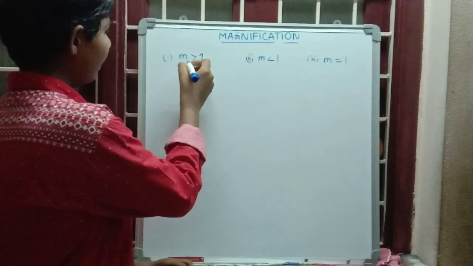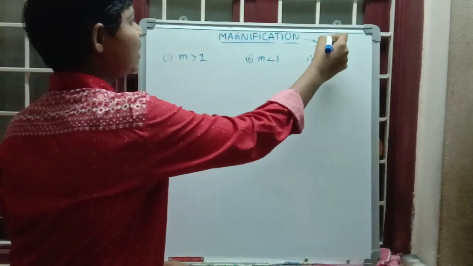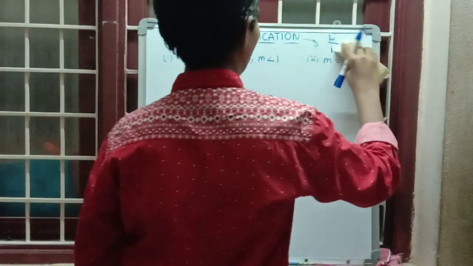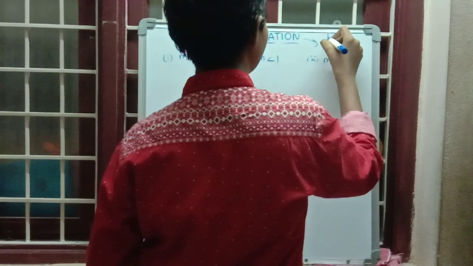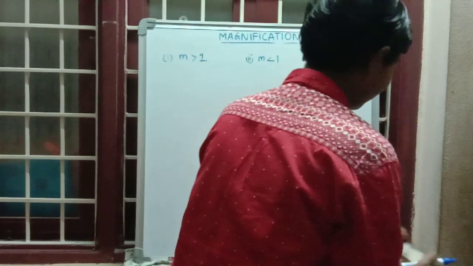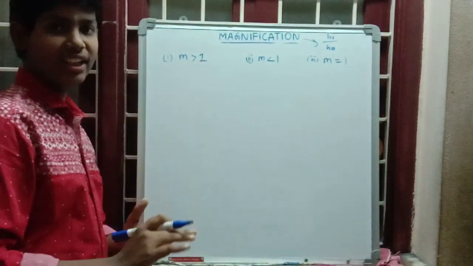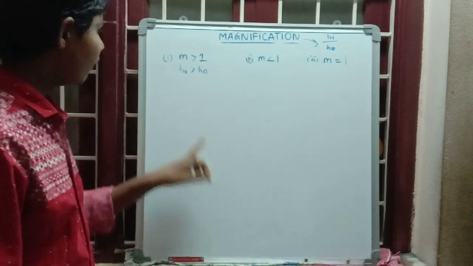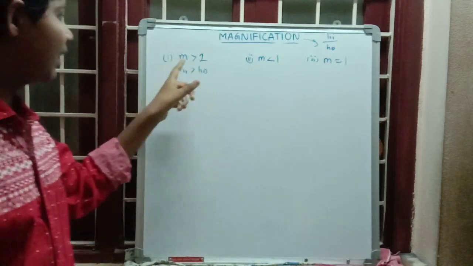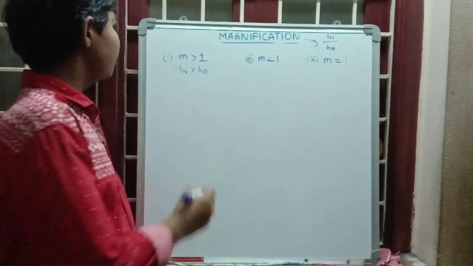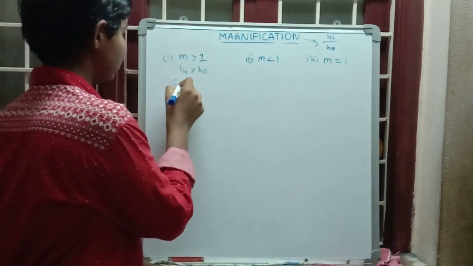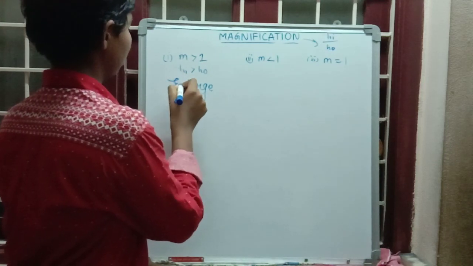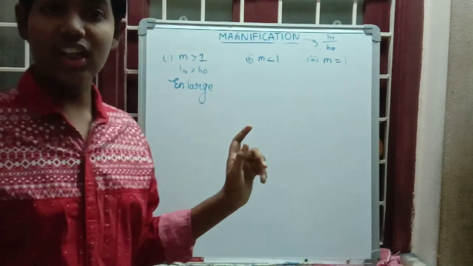So, m is greater than 1. Magnification is hi by ho, we can take. Height of image by height of object. So we are giving image preference here. So image is greater than 1. We can take hi greater than ho. Height of image greater than height of object. M greater than 1 means greater indicates enlarge. It indicates enlarge here.